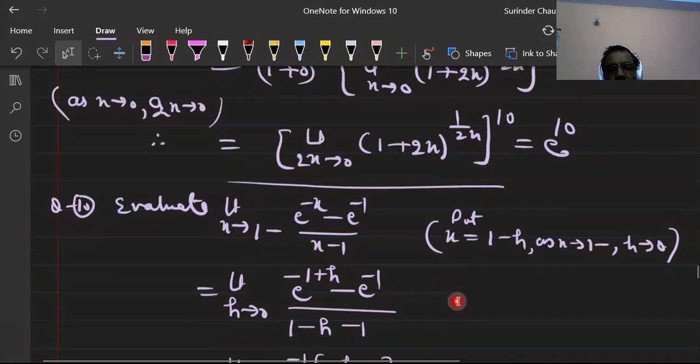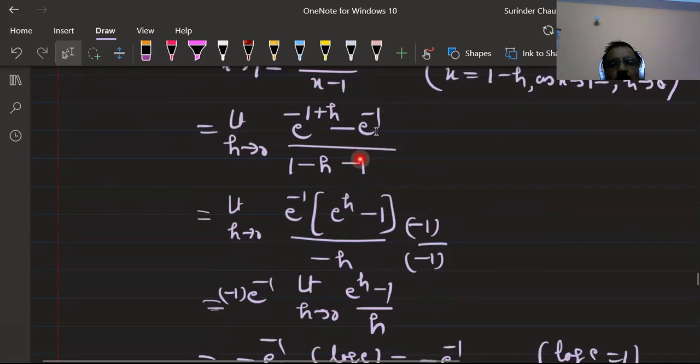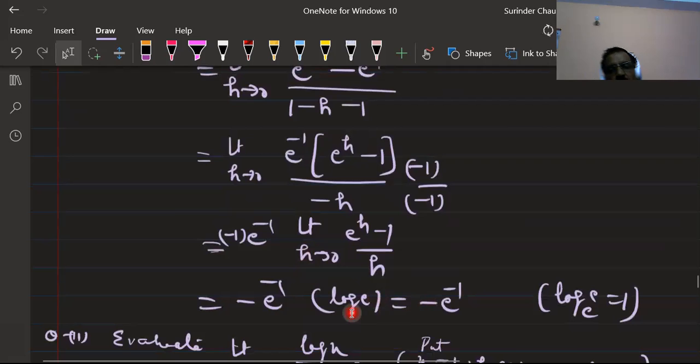Now cancel. We are left with e to the power minus 1 common, limit h tends to 0 of (e to the power h minus 1) upon minus h. Taking the minus to the numerator, this gives minus 1 times the limit as h tends to 0 of (e to the power h minus 1) upon h. This is equal to log of e to the base e, which is equal to 1. So minus e to the power minus 1 is the answer.